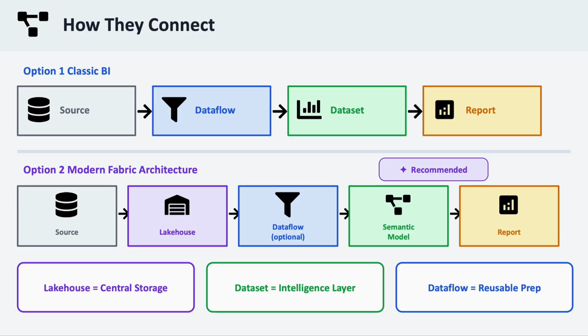And we have the modern Fabric architecture, which is source, lakehouse, data flow, which is optional, dataset, and reports. So the lakehouse becomes the central storage, the dataset becomes the semantic layer, and the reports connect to the dataset, and data flows can still prepare reusable data. So this is clean, scalable, and enterprise ready.